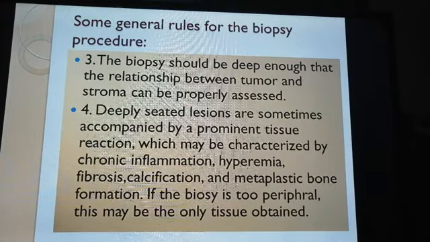Number three, the biopsy should be deep enough that the relationship between tumor and stroma can be properly assessed. Number four, deeply seated lesions are sometimes accompanied by a prominent tissue reaction, which may be characterized by chronic inflammation, hyperemia, fibrosis, calcification, and metaplastic bone formation. If the biopsy is too peripheral, this may be the only tissue obtained.